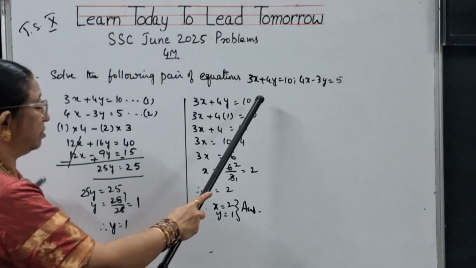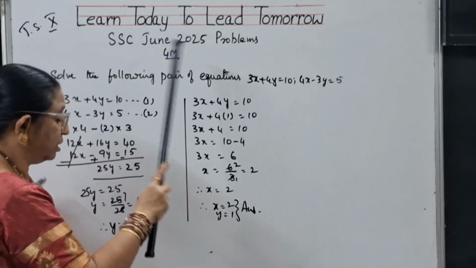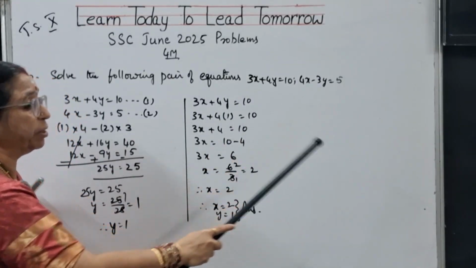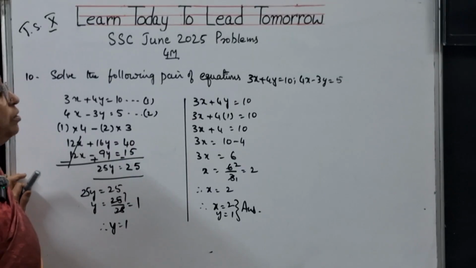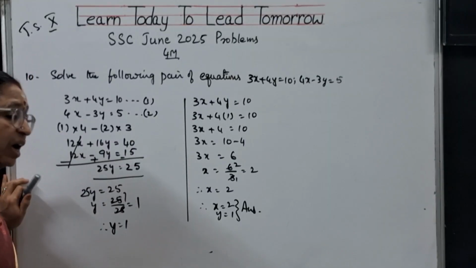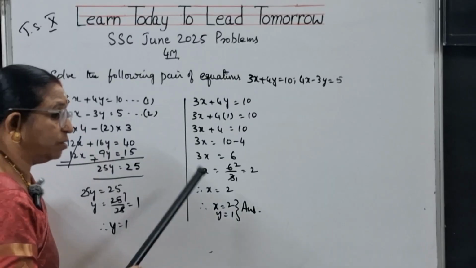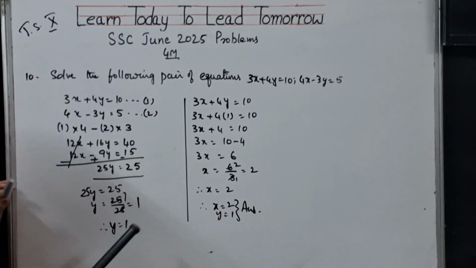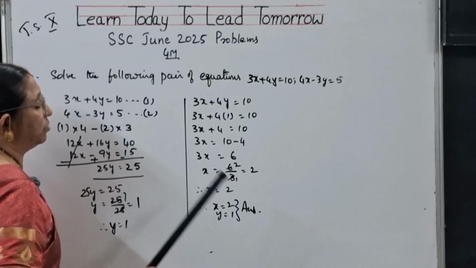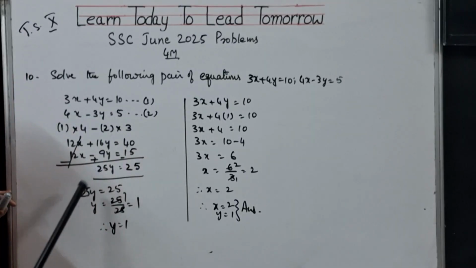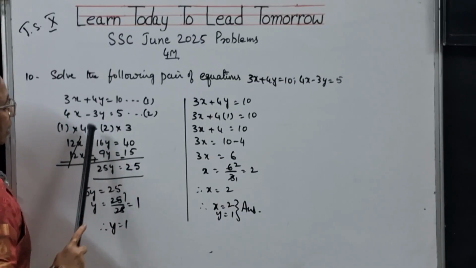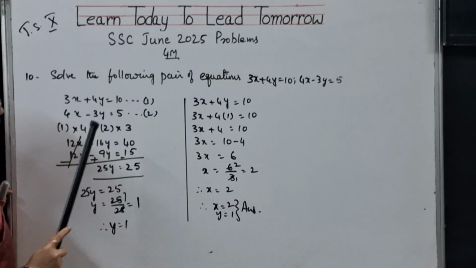But in that problem, if they ask you to use a particular method, you need to use that method only to solve it, children. You cannot use it as you wish. But in this particular problem, they have not given you any method. So it is very convenient for us to solve it by the elimination method. So that is the method which I am using. 3x plus 4y is equal to 10.